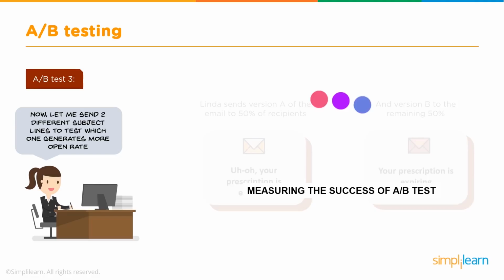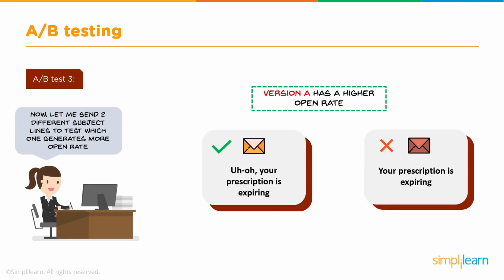So let's go ahead and measure the success of the A/B test. Okay, so she sent the email out, 2 different subject lines. 50% got one subject line, the other 50% got the other subject line. And it just so happens version A, uh-oh, your prescription is expiring. There's a little bit of personalization to that. For me, your prescription is expiring seems to be a little bit more commandish. Hey, your prescription's expiring, so we expect you to purchase.